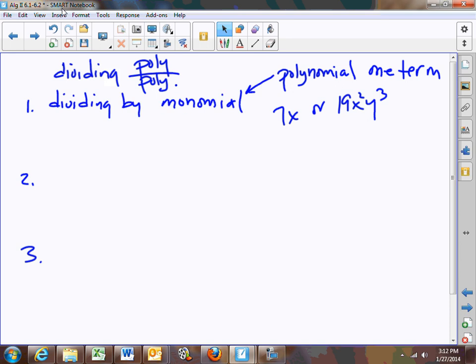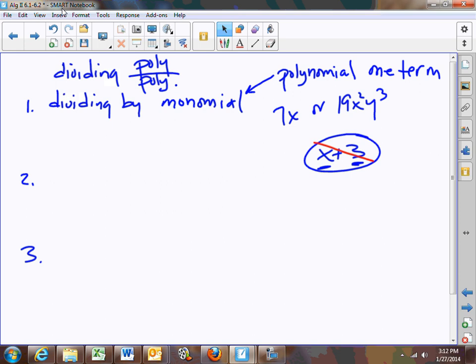Now, a monomial is a polynomial that has one term. One term, there's no plus signs or minus signs. 7x is a monomial. 19x squared y cubed is a monomial. But something like x plus 3 isn't a monomial because of the plus sign. There's two terms there. X is a term and 3 is a term. So first of all, we want to take care of dividing by a monomial.